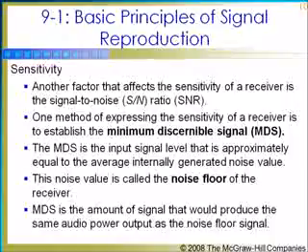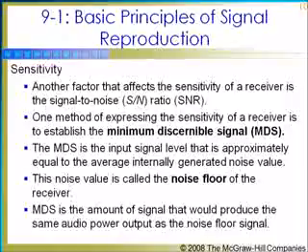Another factor that affects the sensitivity of a receiver is the signal-to-noise ratio. Noise is the small random voltage variations from external sources and from noise variations generated within the receiver circuits. This noise can sometimes be so high, many microvolts, that it masks or obliterates the desired signals.